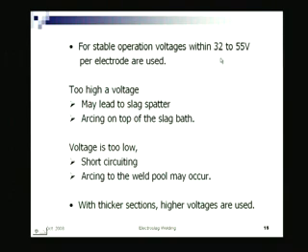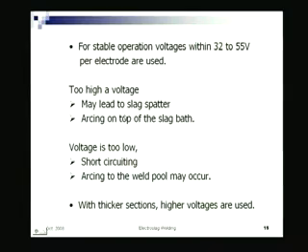But again, the same logic applies: anything too much is not good. A way too high voltage may lead to slag spatter and arcing on top of the slag bath. It does not mean you can go on increasing the voltage and improving the form factor. Beyond a certain point, it will have bad effects, like spattering of slag and arcs forming on top of the slag bath. So too high a voltage is not good. Again, if the voltage is too low, then short circuiting may take place.